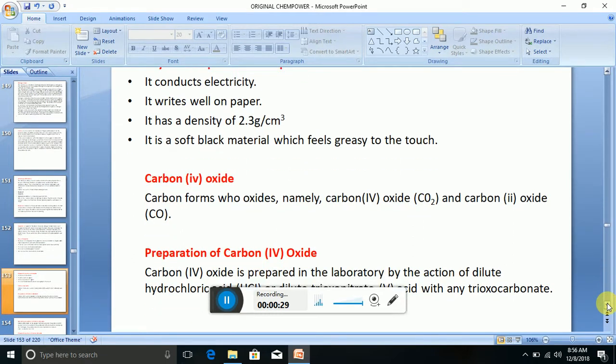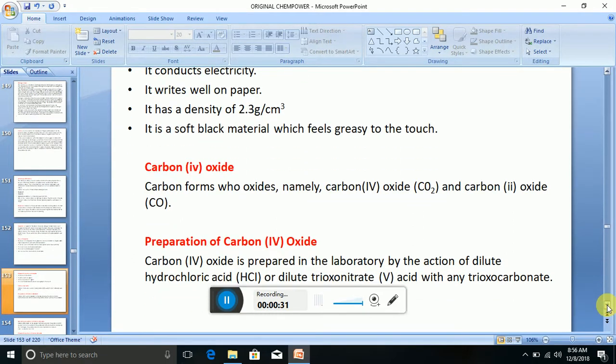Preparation of carbon (IV) oxide. Carbon (IV) oxide is prepared in the laboratory by the action of dilute hydrochloric acid, HCl, or dilute trioxonitrate (V) acid with any trioxocarbonate (IV).